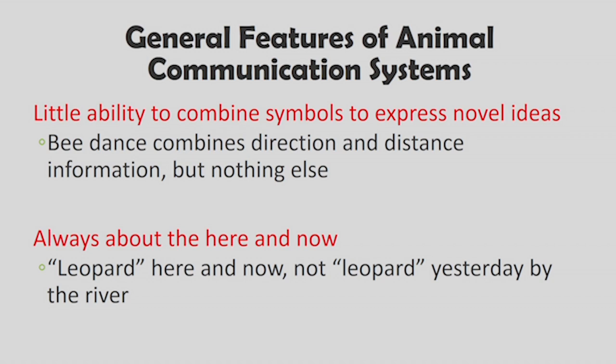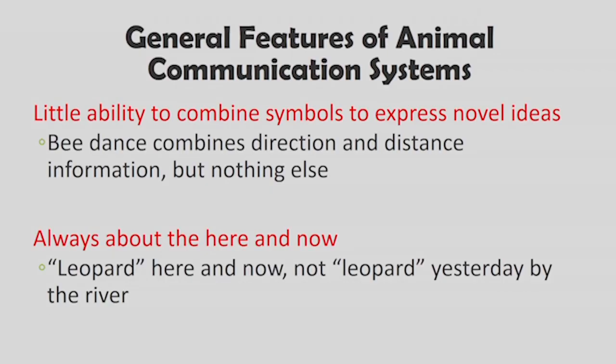For example, if there is a leopard call by the vervet monkeys, it will tell you that the leopard is here right now, or the snake is here right now. It will not tell you that a leopard came here yesterday or will come here tomorrow, or what to do with it when it comes tomorrow. That kind of information is not passed on.